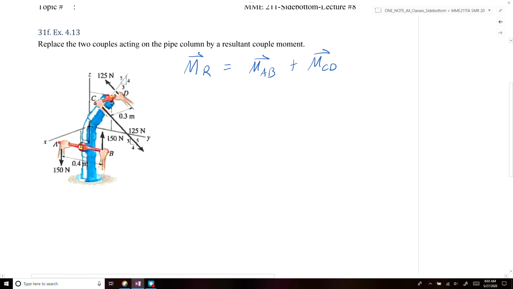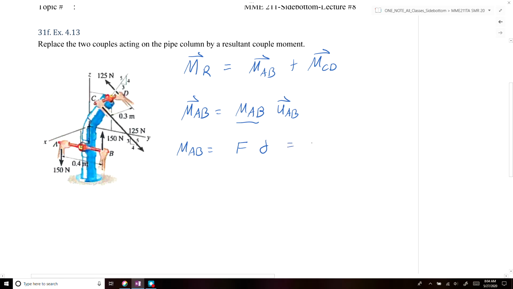All right. So to find our resultant moment, we first have to find our couple moments due to AB and CD. So let's start with AB. We can find MAB by using this equation. Let's find the total magnitude of our couple moment first. MAB is going to be equal to the force times the distance that separates points A and B.